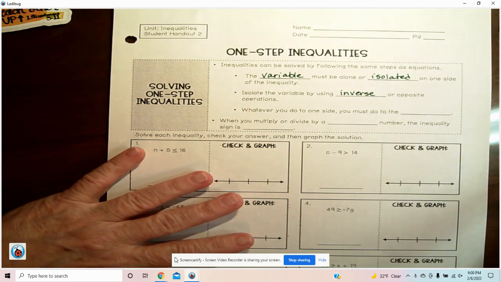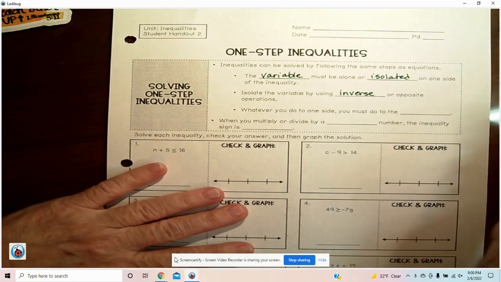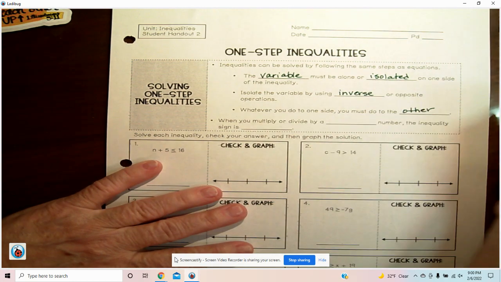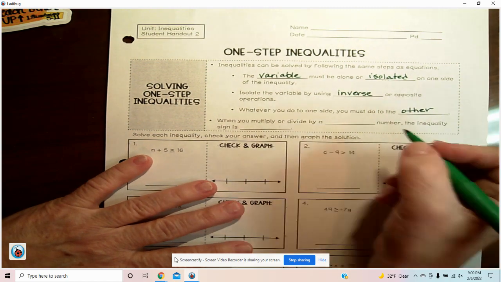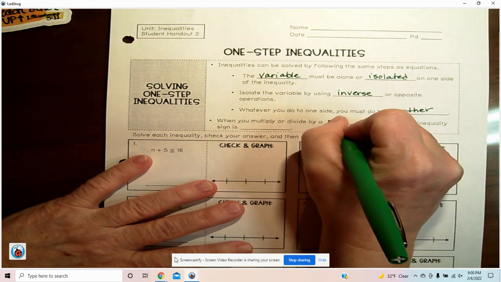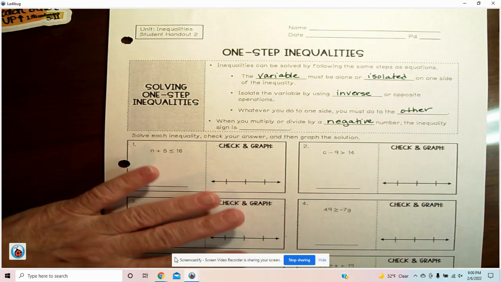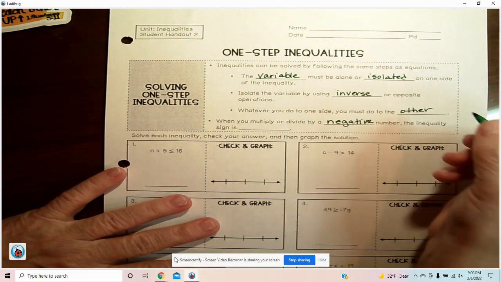Isolate the variable by using inverse or opposite operations. Whatever you do to one side, you must do to the other. When you multiply or divide by a negative number, the inequality sign is flipped.